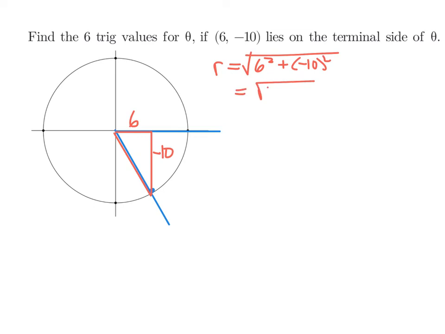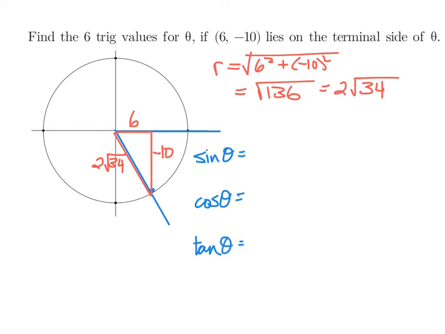So square root of 136. And I know that 4 goes into 100 and into 36, so square root of 4 is 2, and we'll be left with square root of, well, it goes into 100 25 times and into 36 9 times, so 25 and 9 make 34. That's going to be our radius, 2 square root of 34. All right, now we're ready to find our 6 trig values.